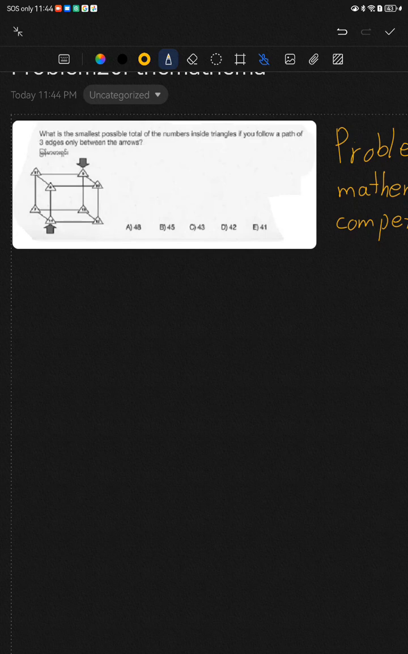Okay, back on to problem one. Back on to puzzle one, I mean. What is the smallest total of numbers inside these triangles if you follow the path of three edges between the arrows? I'll give you time to pause and try to solve it by yourself, and then I'll show you my solution.